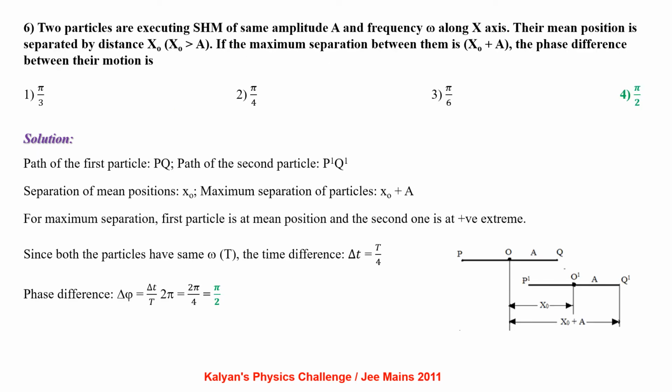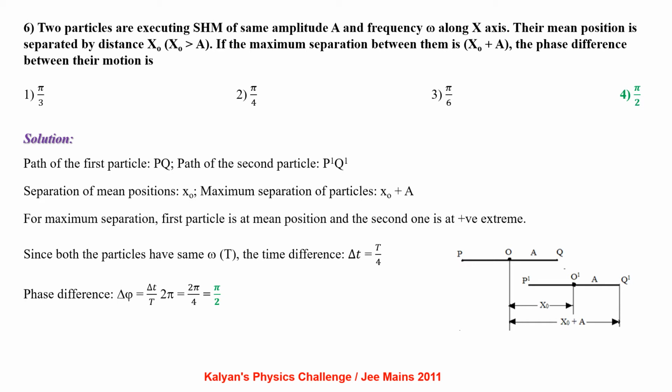Two particles are executing SHM of same amplitude A and frequency omega along the x-axis. Their mean positions are separated by a distance x0, which is greater than the amplitude. If the maximum separation between them is x0 plus A, the phase difference between their motion is.